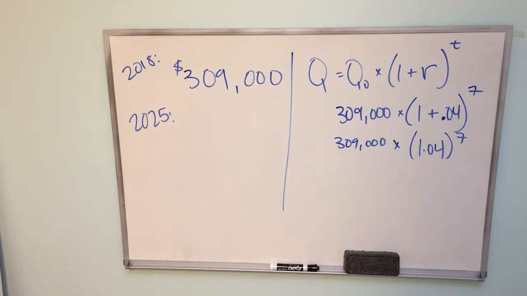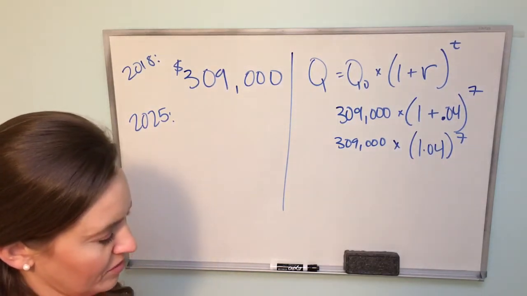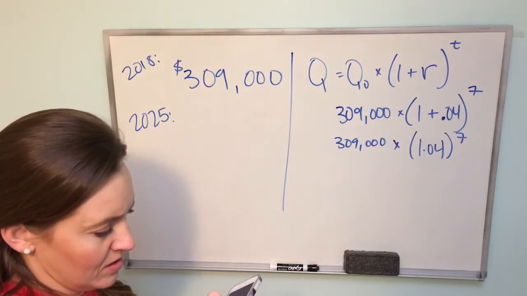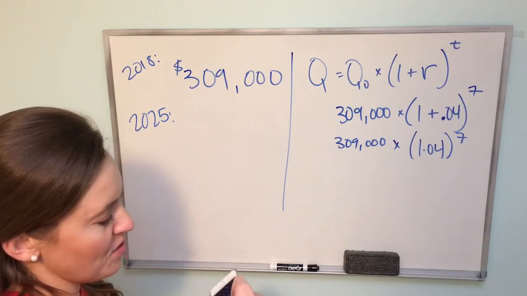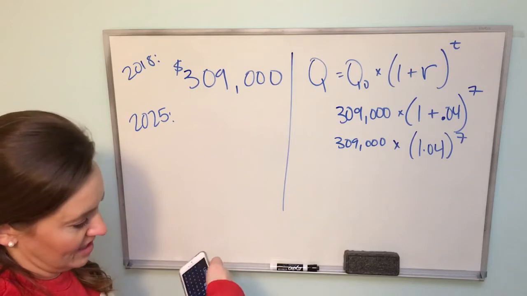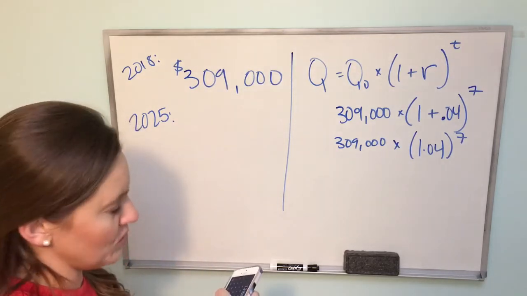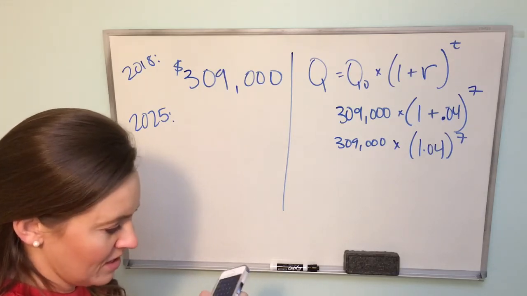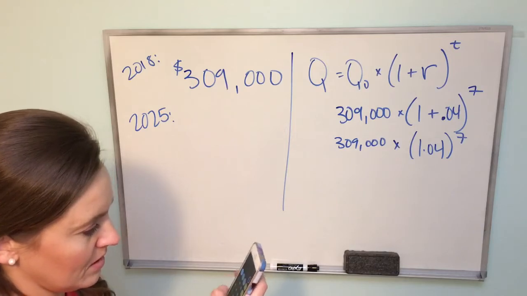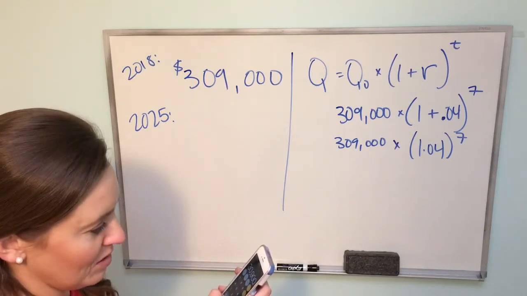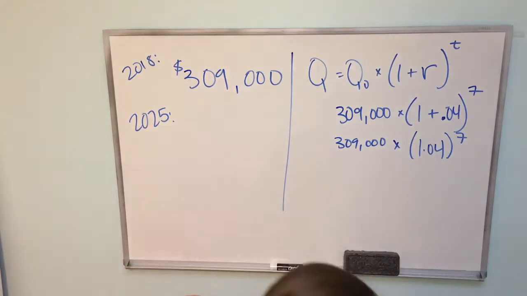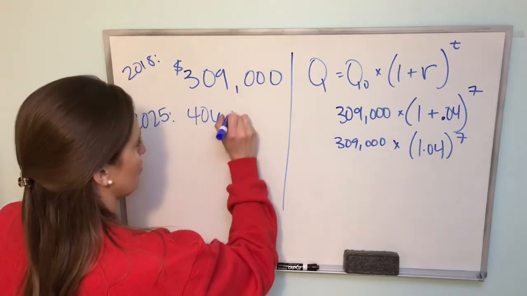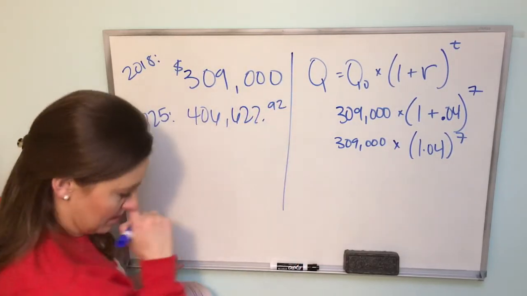Oh shoot, I messed up. 1.04, clear. 1.04 and then turn. Remember, it's that X to the Y button if you're on an iPhone calculator. Okay, so I got 1.3159317792... And then I'm going to say times 309,000. The buttons are too small for my fingers. So I got 406,622 and 92 cents. Sure, throw it on there.